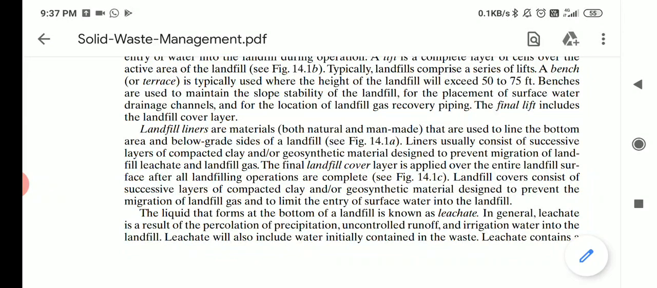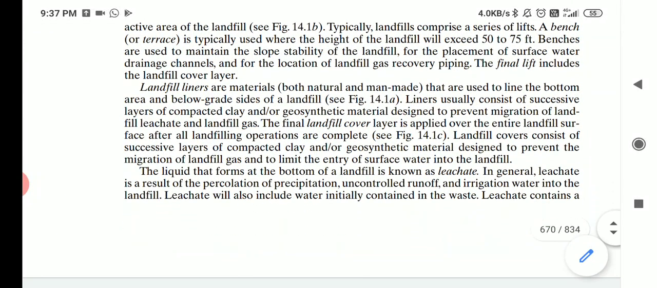That black color fluid is called leachate. So to avoid that leachate movement into the groundwater, the covering is done. That covering is made up of a geosynthetic material or a compacted clay. So those are called the landfill liners.